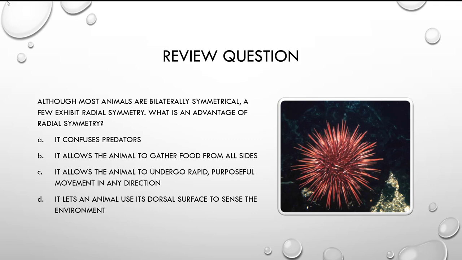If you said B, it allows the animal to gather food from all sides, I would agree with you. Okay, so something like the sea urchin, even though it's a little different, it's got pokey things all over itself, most radially symmetrical organisms are able to take in food from all sides of their body. So B would be the correct answer.